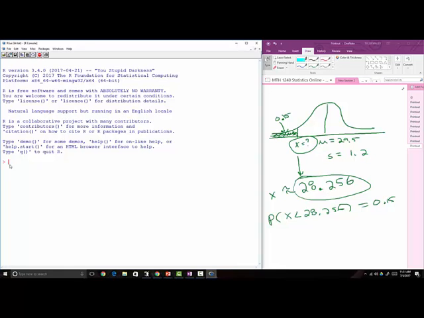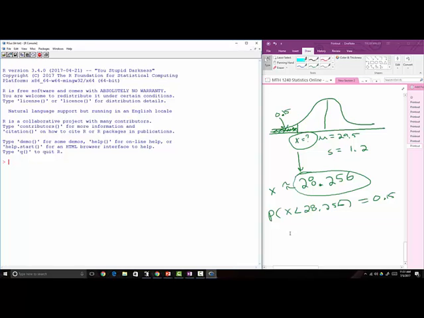Right, so in R, we're going to use the P norm or Q norm command. Here we use Q norm. What we're going to enter first is the area, then the mean, and then the standard deviation, to find the Q norm, just as listed in the PowerPoint.